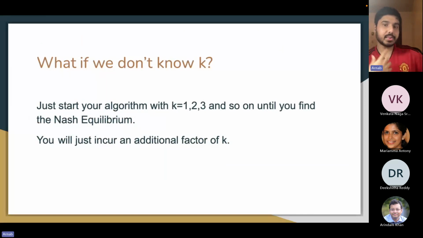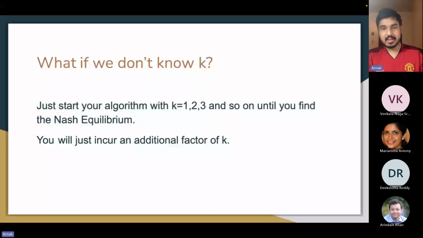And as you were asking, what if we don't know k? We start the algorithm with k equal to 1, 2, 3, and so on until we find the Nash equilibrium. And verifying is very easy. You just need n times k entries to verify whether some given x, y of size k is a Nash equilibrium or not. If you go back to the very first initial slide that I showed, which entries are important, that's also helpful here. Because of this, we incur an additional factor of k, but it's still n times poly k. The exact expression is n times k to the power 5.